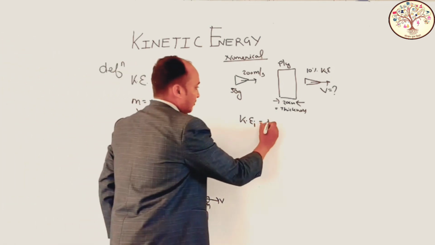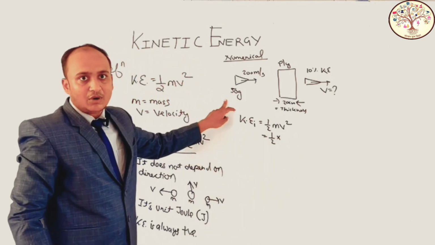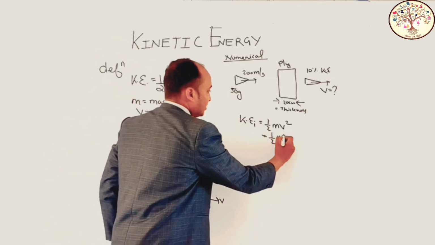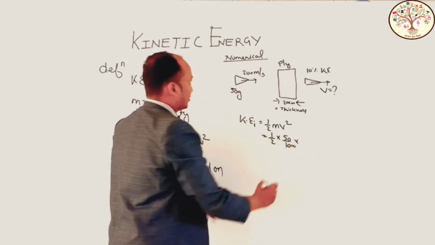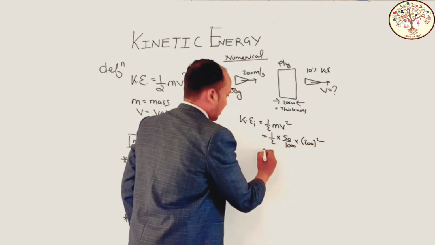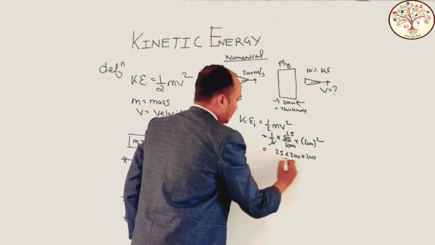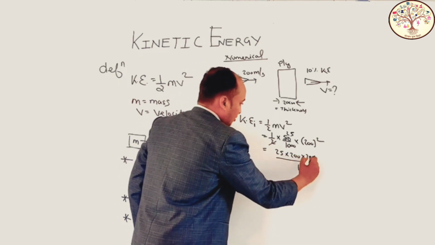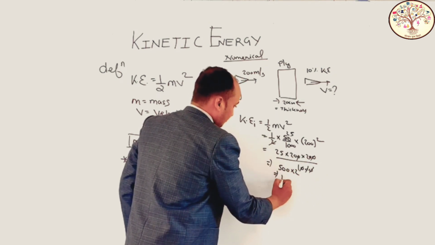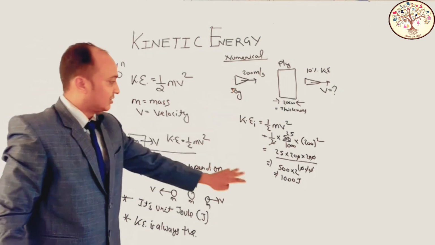We will put in the values. Mass is 50 gram, and all the numbers should be in SI, so first we will convert gram into kg, it will be 50 by 1000. Velocity is 200 meter per second, it is already in SI unit, so we will put it as 200 squared. When we solve it, we will get 25 into 200 upon 1000, and so we get 1000 joule. So the initial kinetic energy of the bullet is 1000 joule.